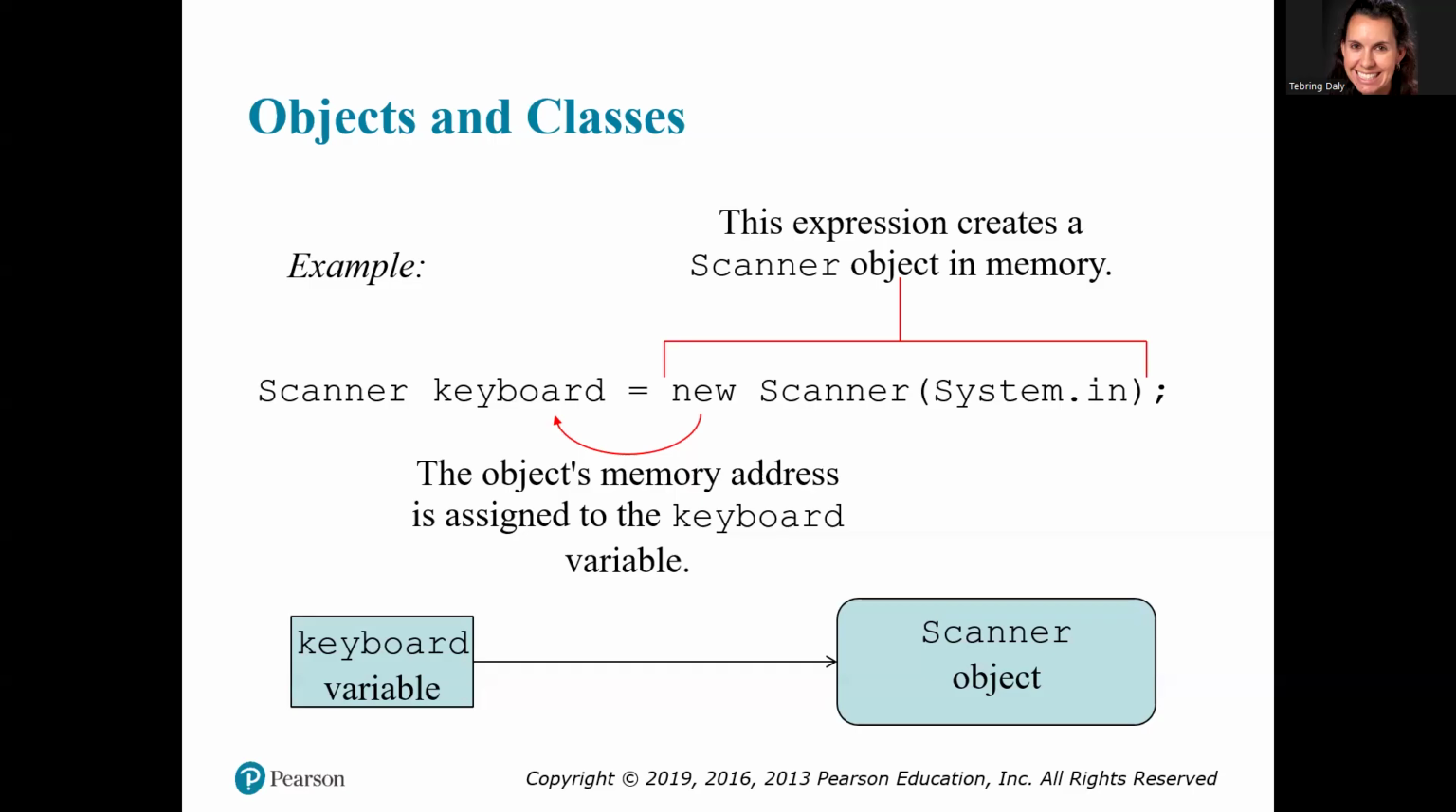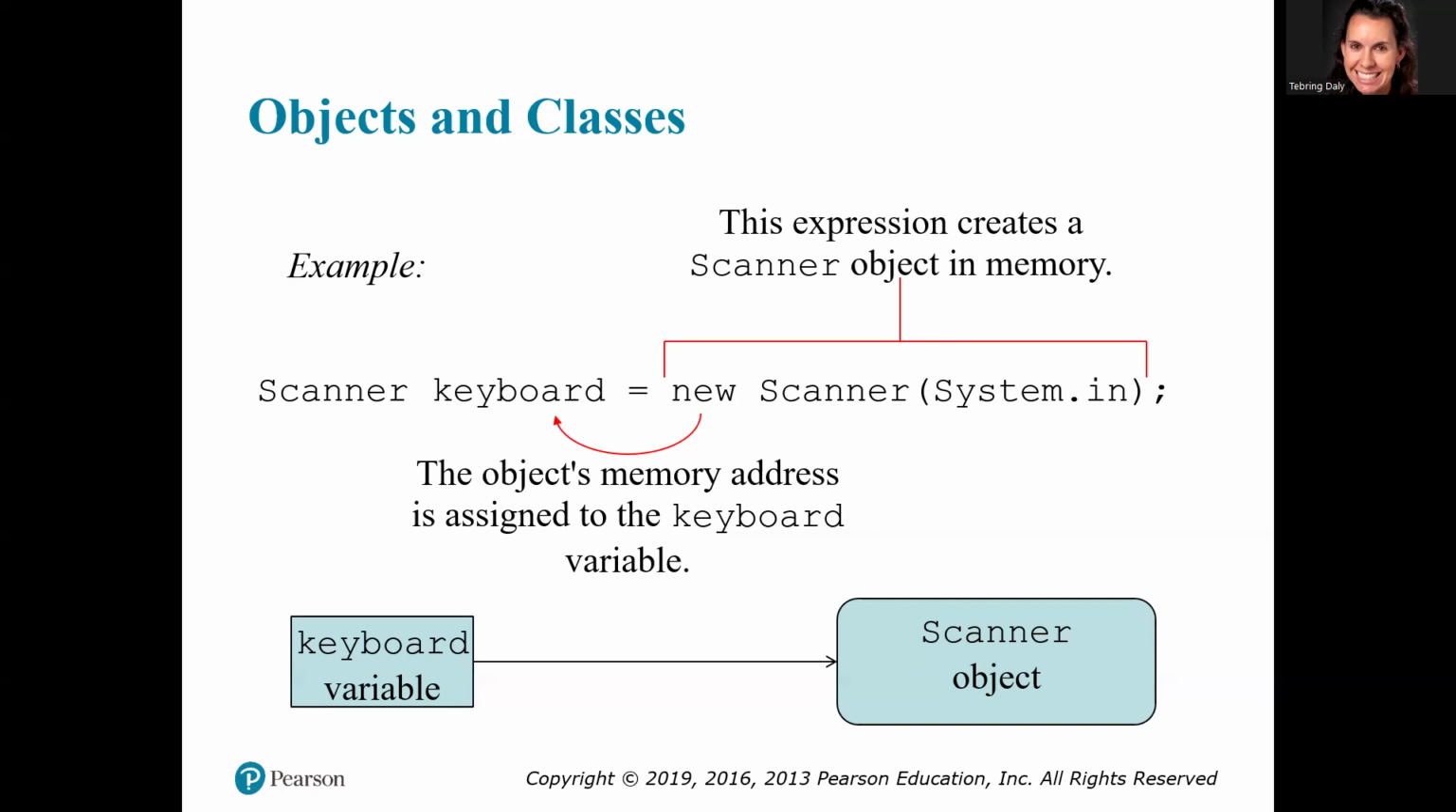But then the new Scanner, the second part here, actually creates the object. Sometimes when you create the object, you'll have something in parentheses and sometimes you won't. If it needs data in to create the object, which we'll talk about, when it needs data and when it doesn't, then you put something in parentheses. So this one needs to know where that data is coming from, and it's coming from the keyboard. So you say System.in, which means it's coming from the keyboard.